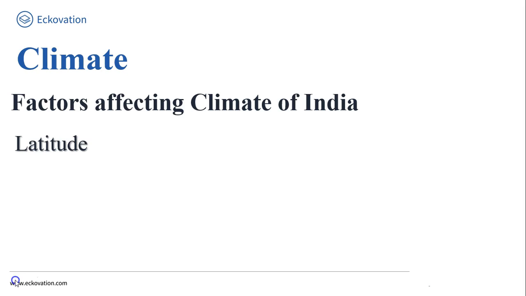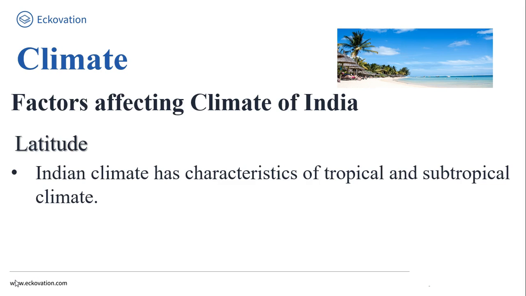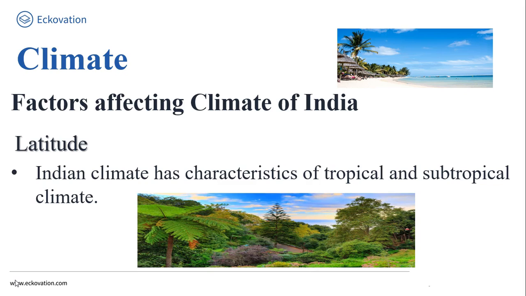It means, friends, almost half of the country lying south of the Tropic of Cancer belongs to tropical areas, and इसके अलावा all the remaining area north of the tropic lies in the subtropics. Therefore, Indian climate जो है उसमें इन दोनों की कैरेक्टरिस्टिक होती है, such as tropical as well as subtropical climates. Now friends, let's move ahead.